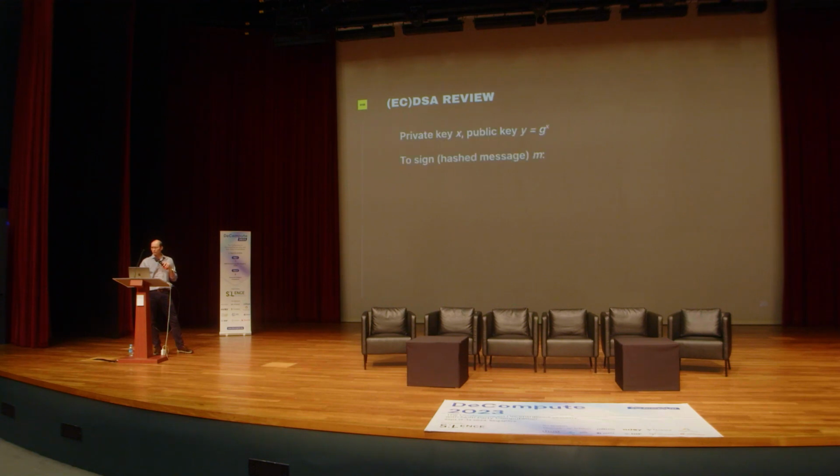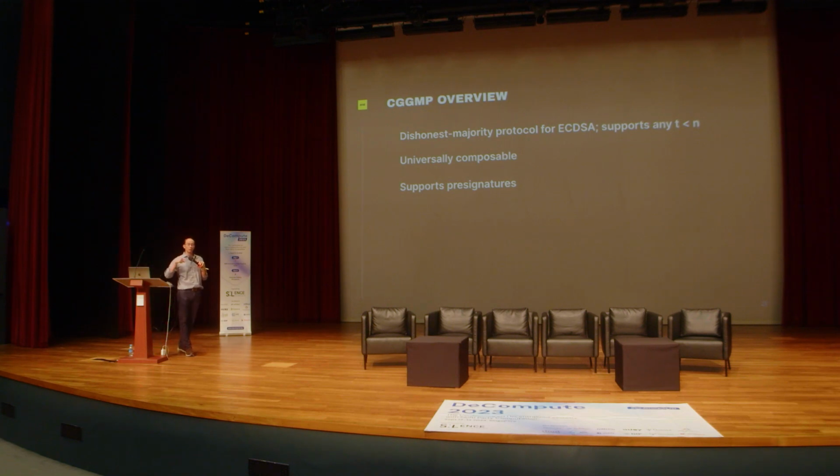So this is just a review of ECDSA. People who were here before lunch already saw this, so I won't belabor it. Just a very high-level overview of the CGG-MP protocol. It's a dishonest majority protocol for ECDSA. It can tolerate any threshold that you set up. It's universally composable. It supports pre-signatures, by which I mean that you can run the majority of the protocol offline before the message to be signed is known. And then when the servers obtain the message to be signed, they can actually run a non-interactive online phase to generate that signature. And that's a very nice feature that a lot of the more modern protocols have.